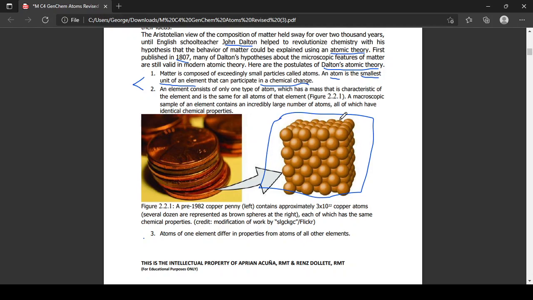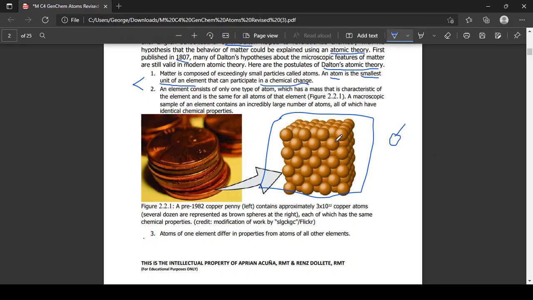You can see the atoms here. One atom is represented by one penny. That is your copper, kids. Each of them has a bonding, and that is the properties of our copper in the penny.